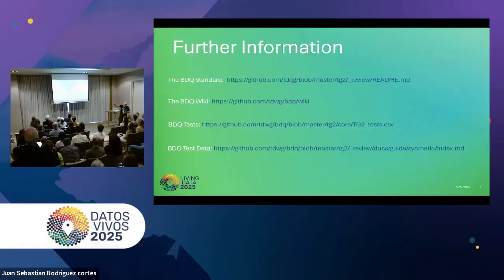It's all available on GitHub with the standard itself. A wiki explains some of the stuff. There's the BDQ tests themselves, 110 tests, I think, and a link into the information.